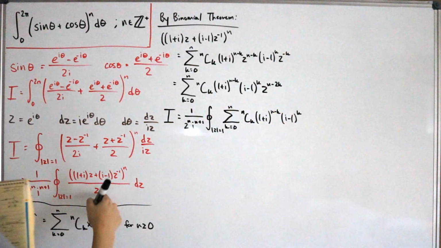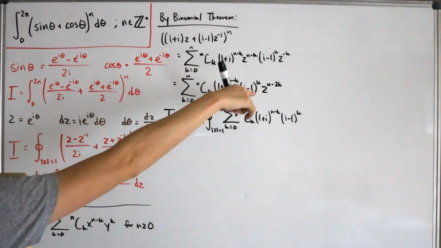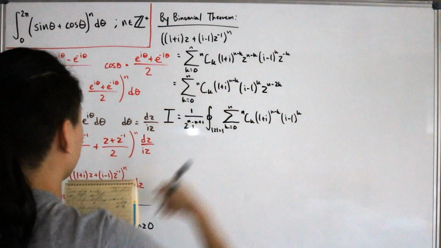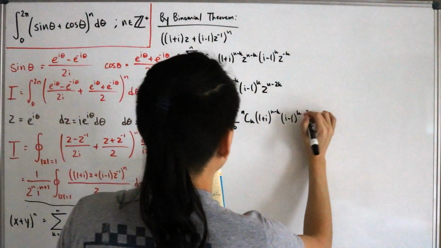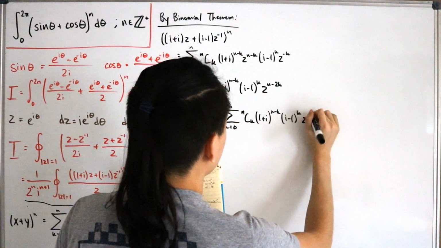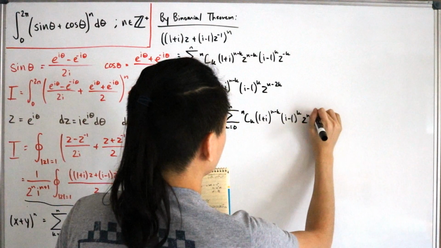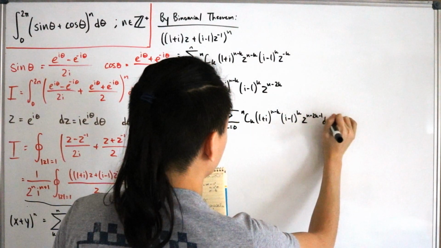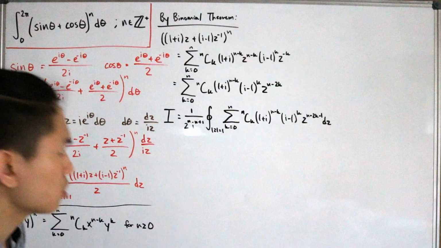And then we have a z on the bottom, so I'm going to combine this with our z base right here. So it's a -1, so I'll add a -1 to the exponent. So this will be z to the n minus 2k and then minus 1, dz. Okay, so far so good.